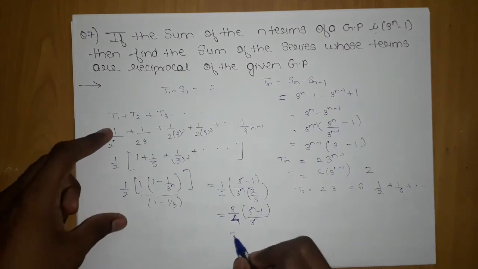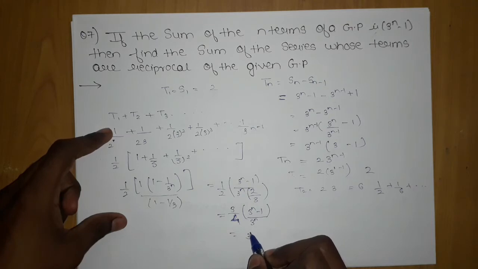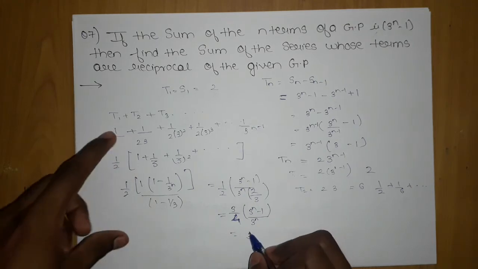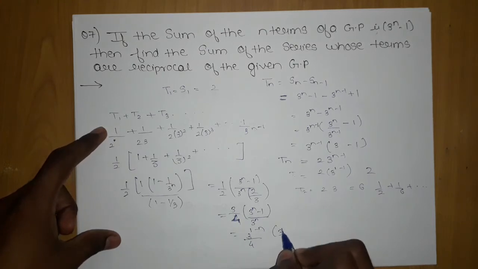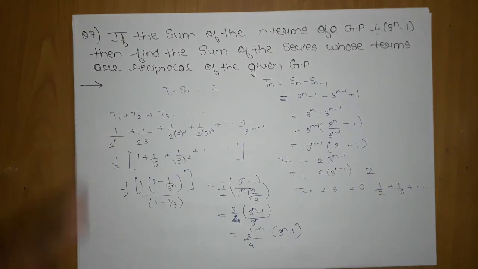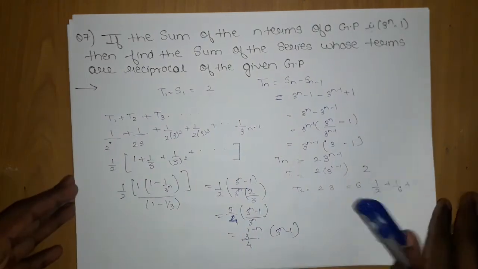I can move this up. We have 3. I'll move it down. No matter what the question, 3 power 1 minus n will become 3 power n into 4 times 3 power n minus 1. This is the answer. So we are done with this problem. Let's move on to the next question, and we will continue.